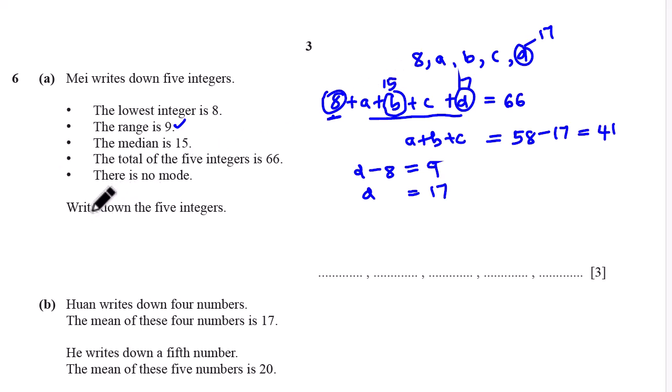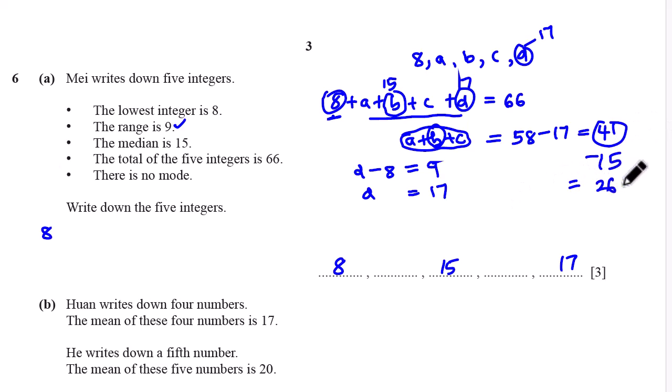So I'm going to rewrite that. So I have 8, I can put 8 here, I can put 17 here, and I can go ahead and put 15 here. Now remember we said the sum of the numbers in the middle is 41. So if we take away 15, which we already know is B, from 41, we have 26. So the sum of two numbers, A and C, is now 26. A plus C is 26.